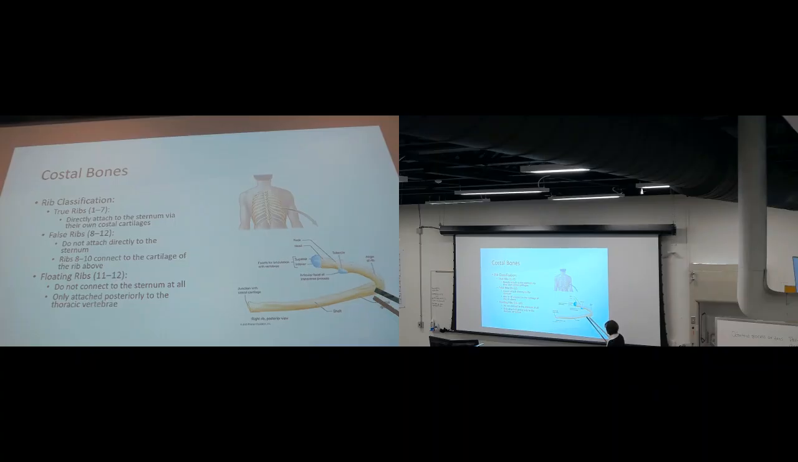This is the angle. And then this is the costal groove where the vein, artery, and nerve pass through. And this is the shaft. And this is the junction for the costal cartilage. First 7 are true. The last will be false. And then 11 and 12 are floating.